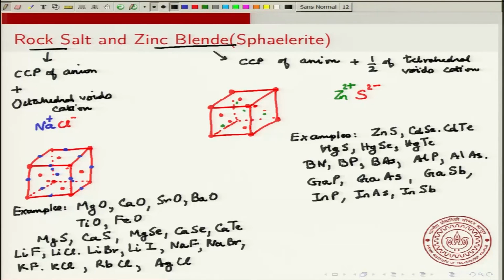So these are some examples. There are also some other examples like cuprous fluoride and cuprous chloride, which also crystallize in this sphalerite structure. So the zinc blende or sphalerite structure is another common structure that can be understood in terms of the CCP structure. Now we will come back to ZnS. ZnS actually has two structures. This is the sphalerite form, which is actually more stable, but ZnS also forms a wurtzite crystal, and we'll come to that in a few slides.